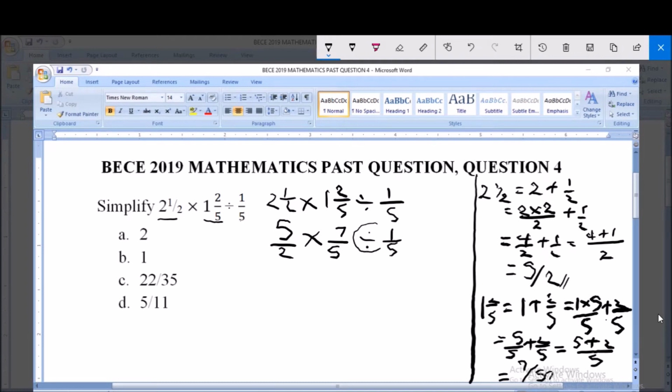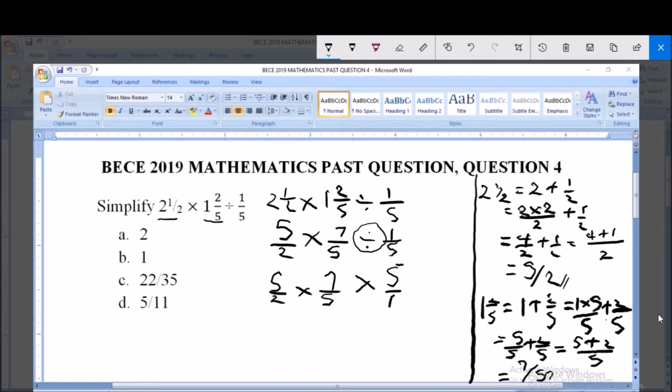Now we can't continue with this simplification because we have a division sign here. For us to continue, we have to convert this division sign into a multiplication sign. And for us to do that, our denominator here, which is the 5, will become our numerator, and our numerator here, which is the 1, will become our denominator. Now what do I mean? We have 5 over 2 multiplied by 7 over 5, now multiplied by, changing this sign to a multiplication sign, 5 all over 1. So these are the changes that must occur when you change a sign.